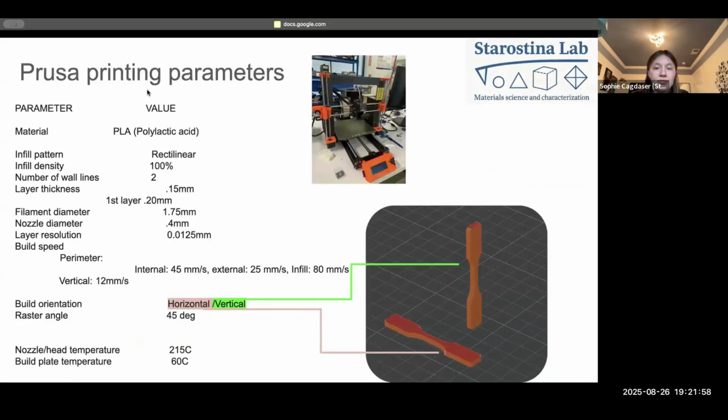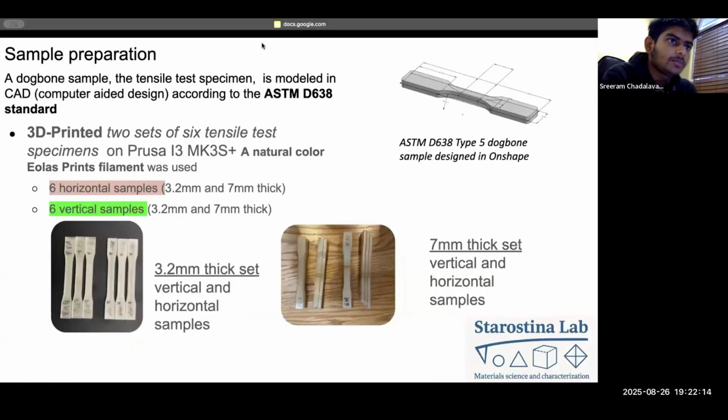On this slide, you can see the printing parameters we used to 3D print the samples. The most important value to note is the build orientation because that differed between the samples we printed, so a vertical sample and horizontal samples. For sample preparation, we created a CAD model on the software Onshape that reflected the ASTM D638 standard samples for the tensile testing kit. For the dataset, we 3D printed our samples on the Prusa i3 MK3S Plus printer with a natural color filament as a control variable, since a difference in color will change the dimensional accuracy and, more importantly, the strength of the print.